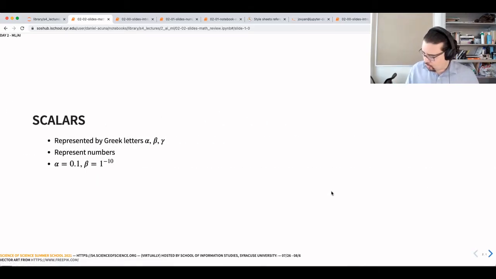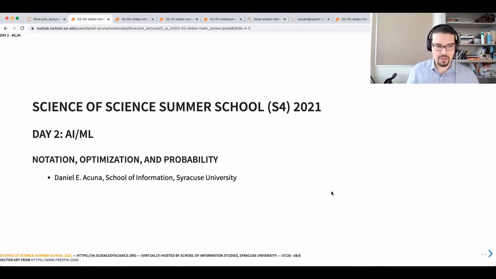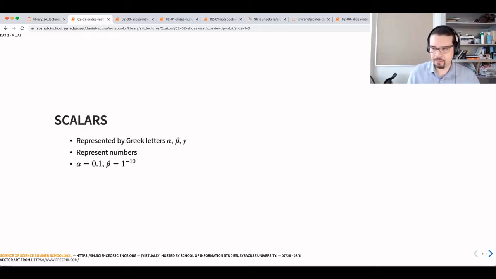So I'm going to review three things. I'm going to review some matrix notation, a little bit of not even optimization, just some basic concepts of calculus like derivatives that will be used later, especially in deep learning, for optimizing and for learning, and some ideas about probability, expectations, and things like that.